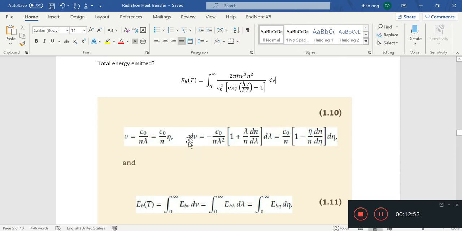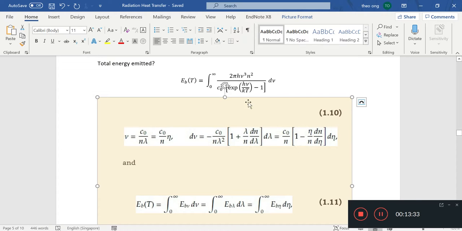Now if we wanted to express, let's say, this blackbody emissive power in terms of wave number or wavelength, we do have to do some change of variables here. So what they're doing here is to express d nu in terms of d lambda, as you can see over here. You do some differentiation on this, and then you arrive at this long little thing here. Similarly, if we want to change it into terms of eta, we again differentiate nu with respect to eta. Then you'll get this relationship here.